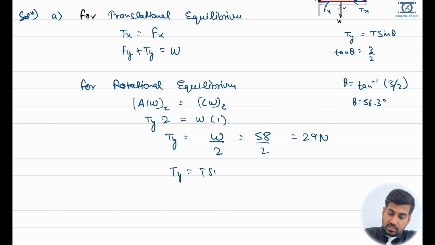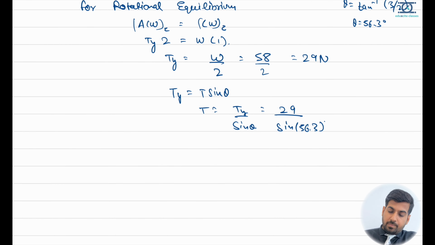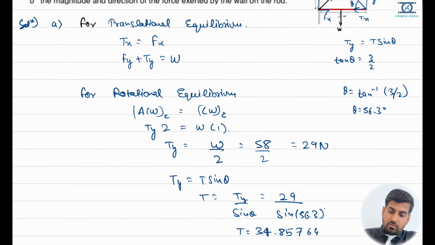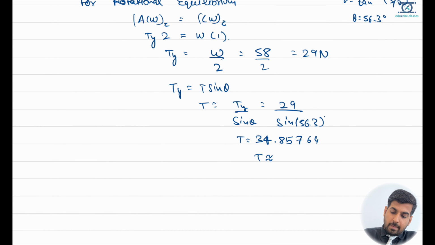So I can say Ty is equal to T sine theta. So T will be Ty by sine of theta. Ty we have already calculated as 29, sine of 56.3. If you solve this, 29 divided by sine of 56.3, you will get 34.85769, or rounding off to two significant figures, it would be 35 Newton. So this will be the answer for the A part.